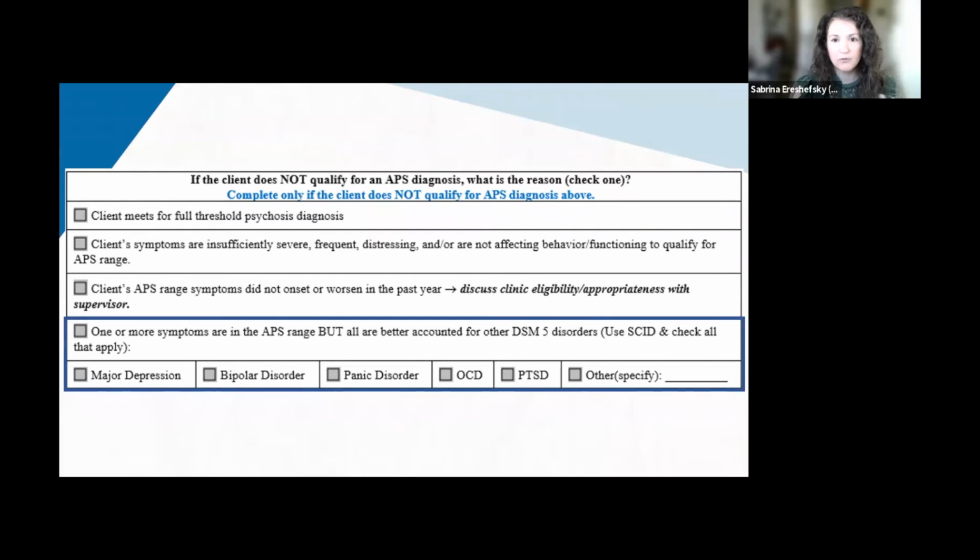Here we have the tool that can help with discussion for differential diagnosis. In future trainings where you'll be learning a little bit more about the SCID, you'll be getting a bit more of a bulk about differential diagnosis. But it's important that while you're learning to keep in mind whether the experience the individual has could be described as being better accounted for by something else.